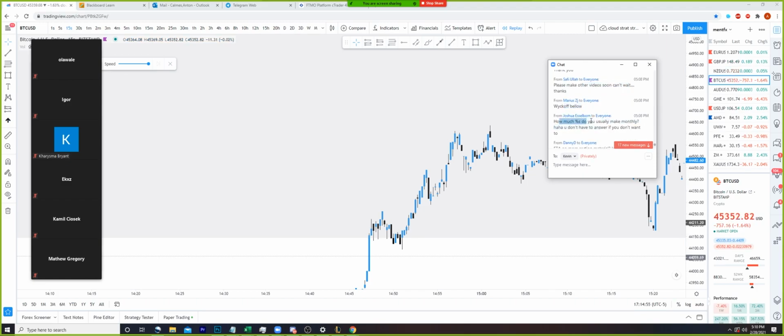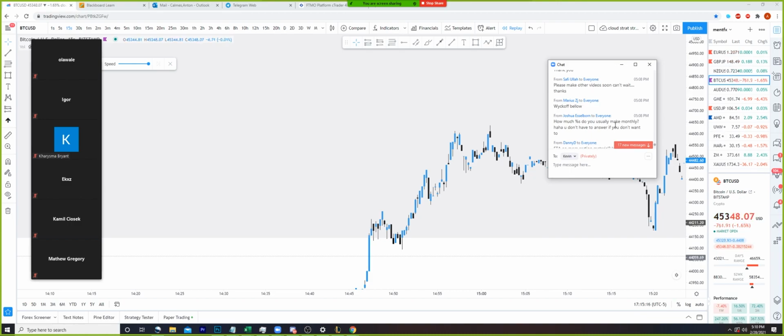How much percent do you usually make monthly? Haha, you don't have to answer if you don't want to. I will not answer this one. But concerning RR, it's not crazy to aim for, honestly, 3 RR on average in a week is good in my eyes. And then aiming for about 5 to 10 RR.